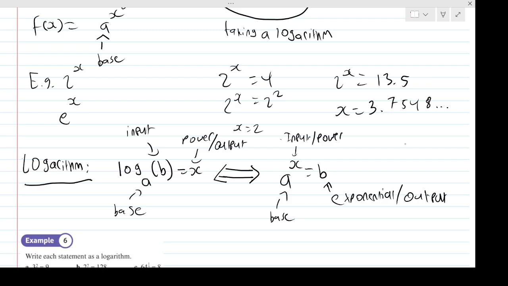Right, so if I raise my base a to a power of x, that gets me b. That gets me my exponential, and that's my output. However, the roles are flipped. With a logarithm, my input is now the whole exponential, and it outputs the power. So it outputs the original power. But the bases are the same.